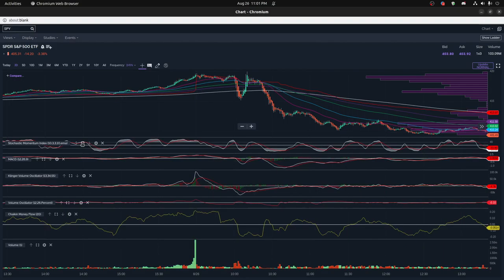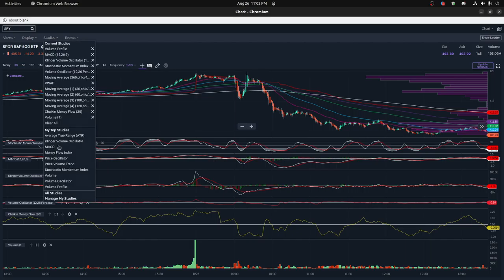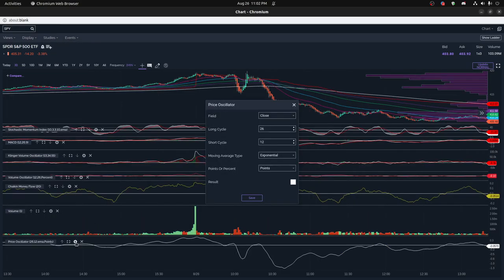When you start to use these technical indicators, each one has its own purpose. The stochastic momentum index is primarily a price-based exponential moving average indicator. MACD is like a price oscillator, so I don't even include a separate price oscillator. But if I did, let me just add a price oscillator on here. This price oscillator will essentially be the same thing as the MACD, which is this one right here.